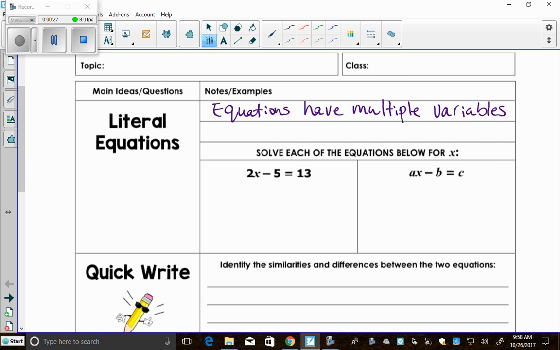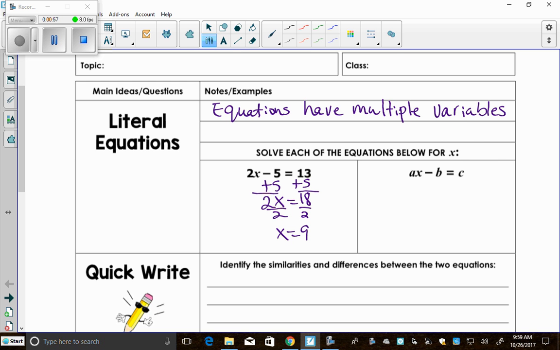For example, in this first example, if I want to solve this for x, I have to isolate the x by using our properties of equality. So I will add 5 to each side. I'm isolating the 2x, so I do need to move the 5 to the other side. So that gives me 2x equals 18, and then divide by 2. You know how to do this. And you get 9. So what we did was we got the x by itself.